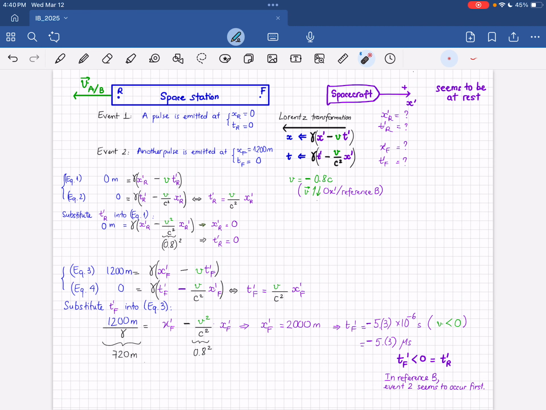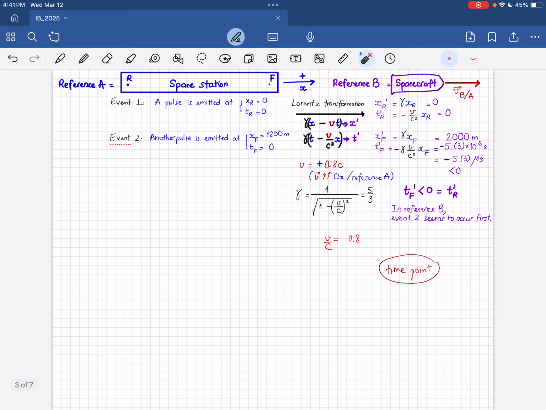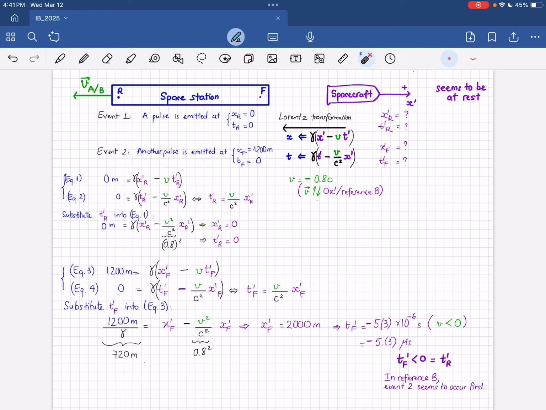So I just want to highlight to you that it doesn't matter if you go from frame A to frame B or frame B to frame A. As long as you have the correct V identified, then you can do the Lorentz transformation in any pair of reference frames. Okay? Okay, so that's it for the details of working out this one.